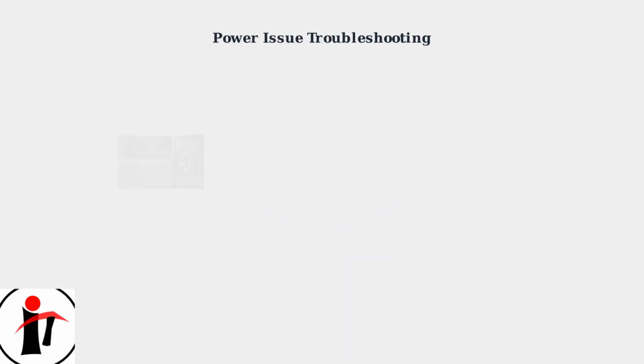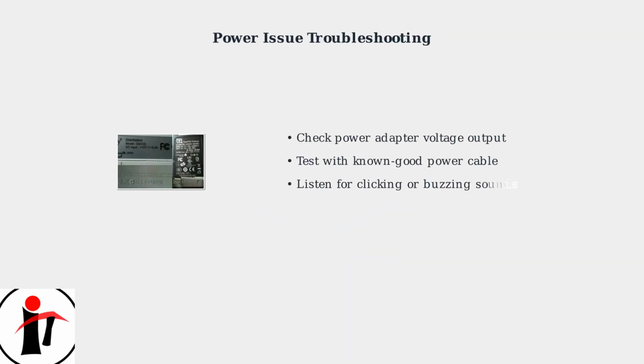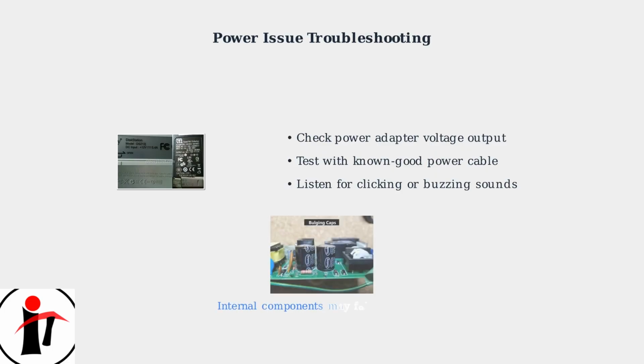For power problems, first check your external power adapter. Verify the voltage output matches the monitor's requirements. Test with a different power cable if available, and listen carefully for any internal clicking or buzzing sounds which indicate power supply failure. Internal components like capacitors can degrade over time, especially in monitors that are 3 or more years old. Bulging or leaking capacitors are common causes of power supply failures.